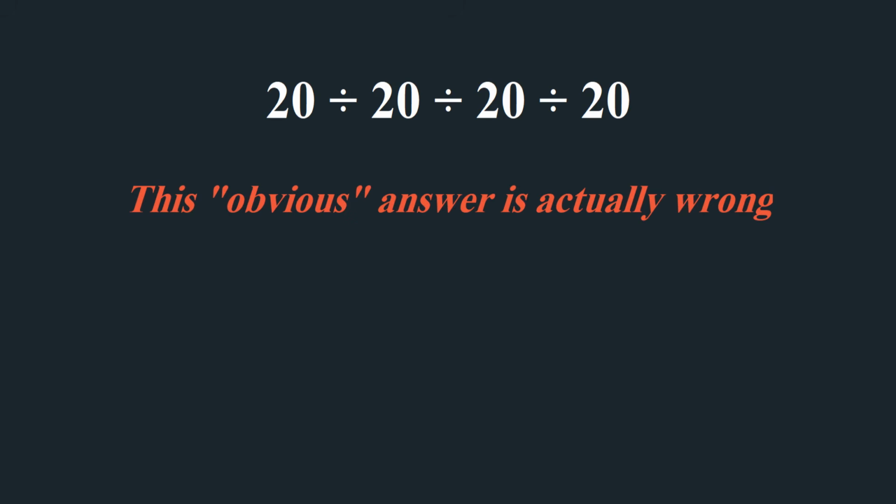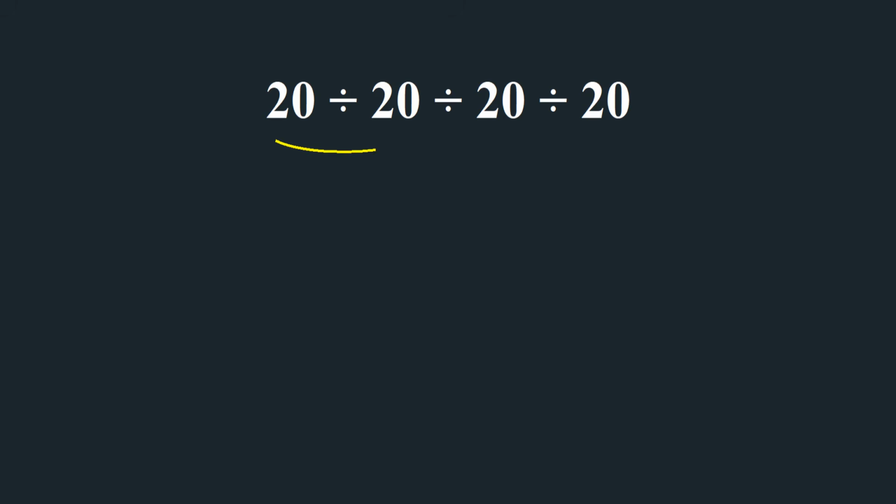Within this video, 20 divided by 20 equals 1, and 20 divided by 20 equals 1. Now we have this problem, 1 divided by 1 which equals 1. But this answer is not correct because according to the order of operations we must do this division, then this division, and at last this division.